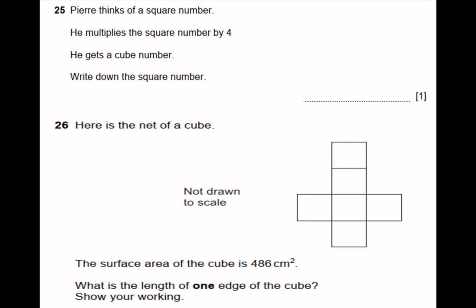Pierre thinks of a square number. He multiplies the square number by 4. He gets a cube number. So what is the square number? 16 times 4, 64. So this is 16, the square number, because 4 times 4 is a square number, which is 16.